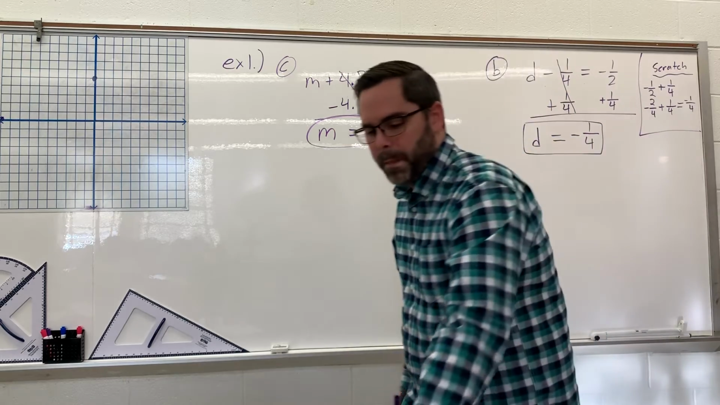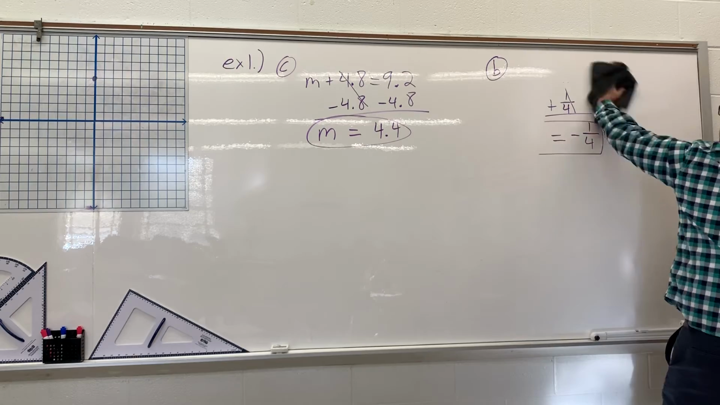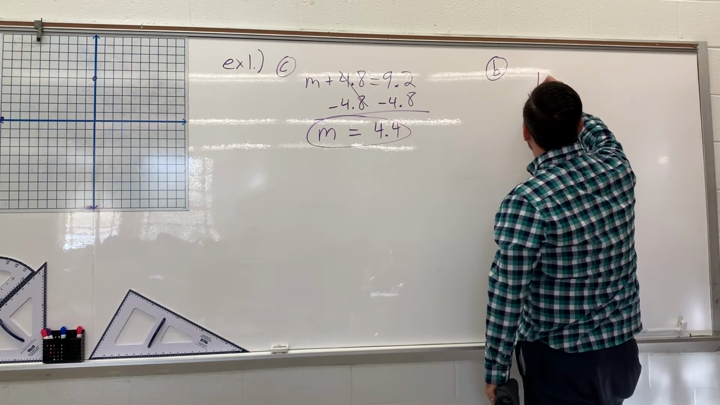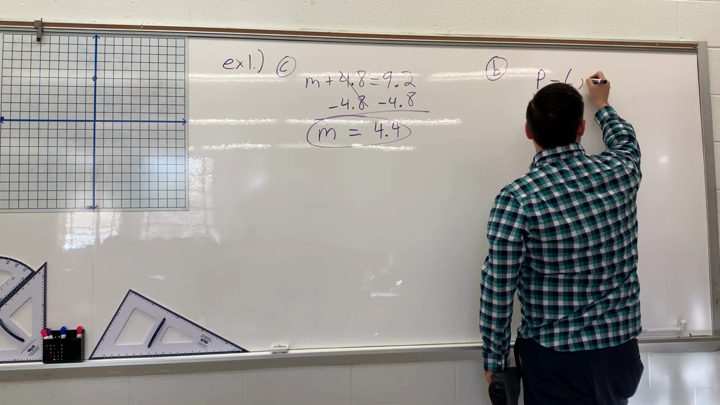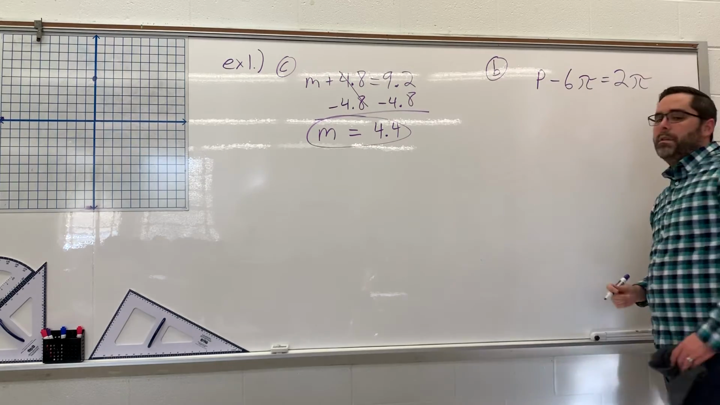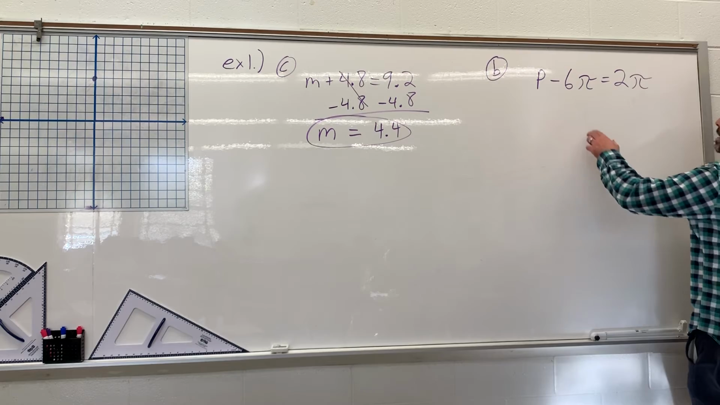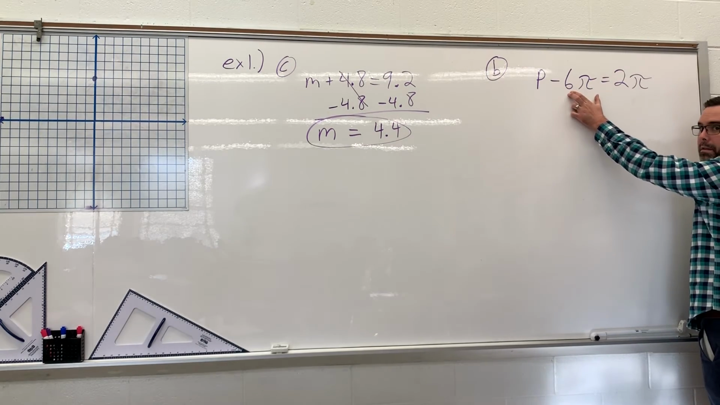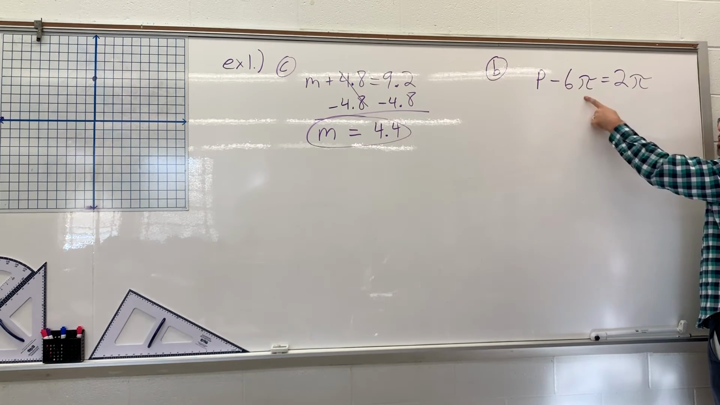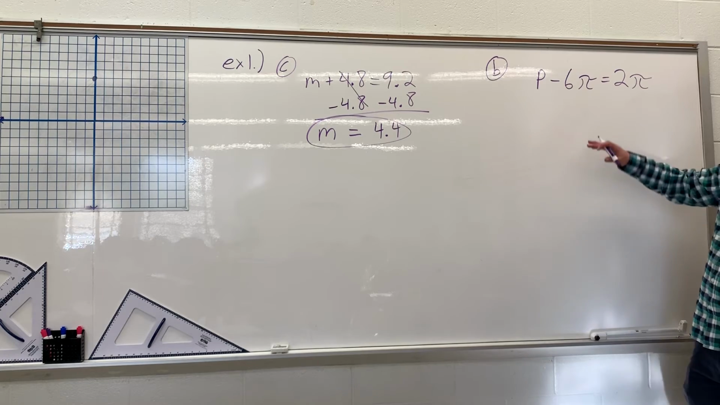All right, last one. D. Okay, read it for me. p minus 6 pi equals 2 pi. Okay. Yeah, so think of this as just one thing. Okay? This is one thing, this is one thing. These are like terms because they both have a pi. Right. So ignore the pi for a second.